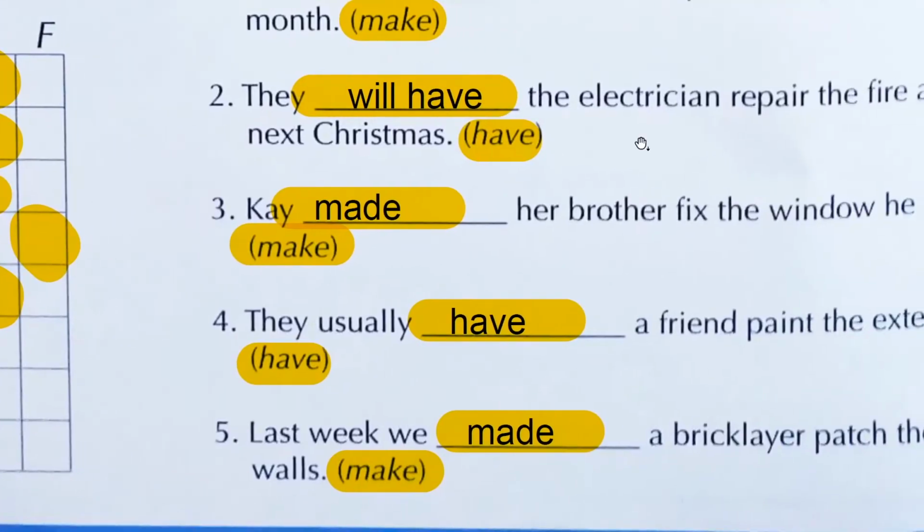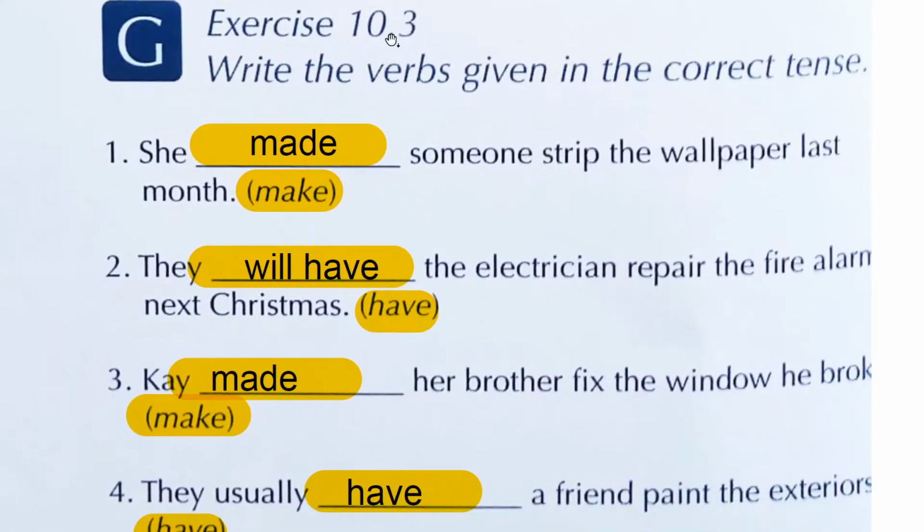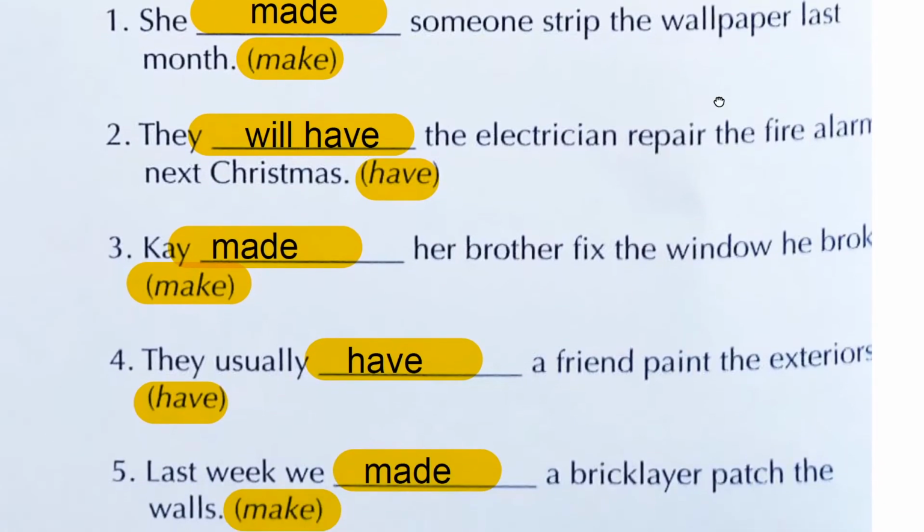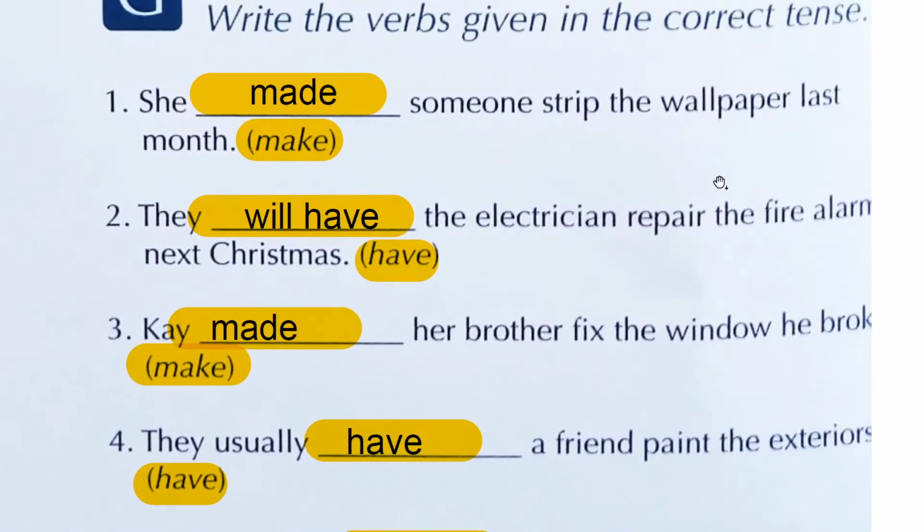And we have to continue with exercise 10.3 that says write the verbs given in the correct tense. Now in this case you have 5 sentences, and you have to be careful in which tense it is written. For example, someone stripped the wallpaper last month. So last month tells me that it's past simple, so you have to write the verb make in the past. She made someone strip the wallpaper last month.